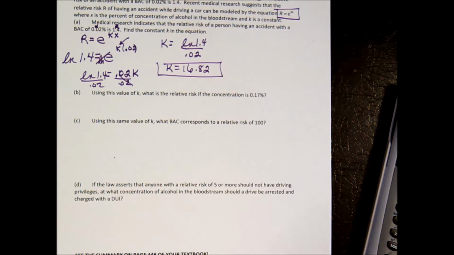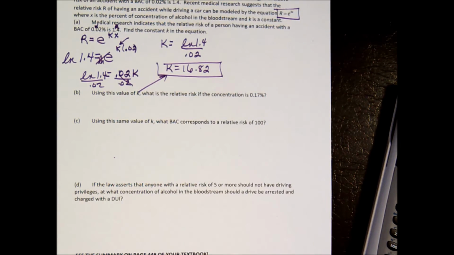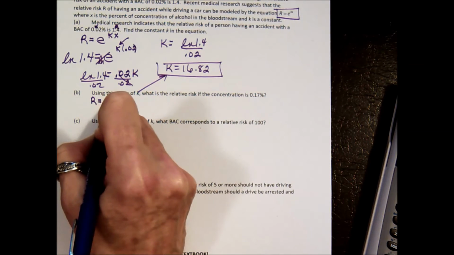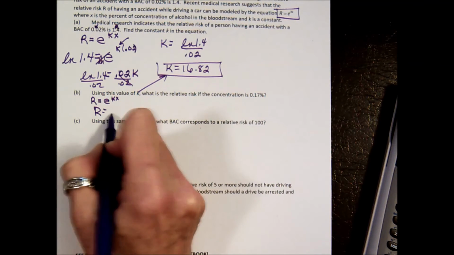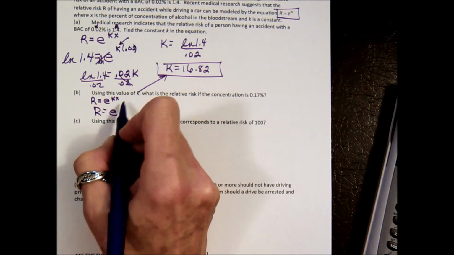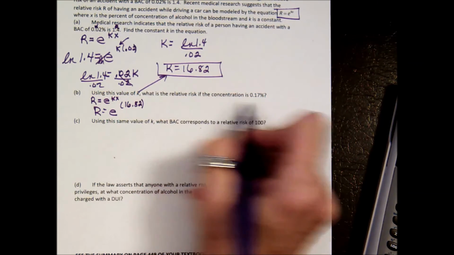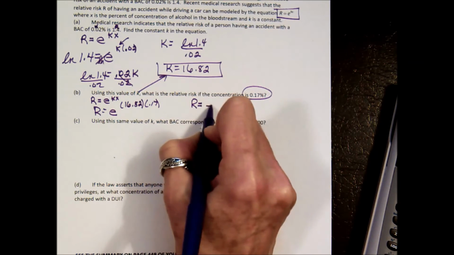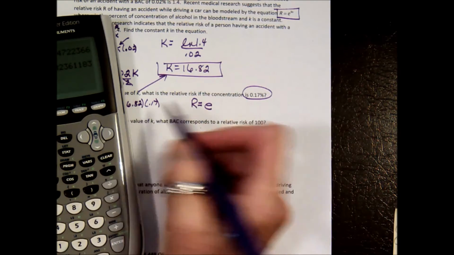So in part B it says, using this value of k that we just found, what is the relative risk if the concentration is 0.17%? Starting with our equation, r equals e to the kx, we fill in that we just found k, 16.82, times x, which in this case is 0.17, or r equals e to the 16.82 times 0.17.